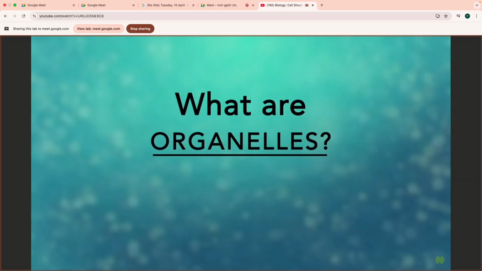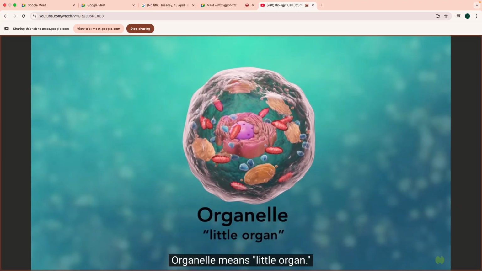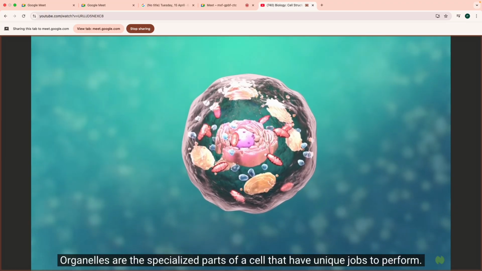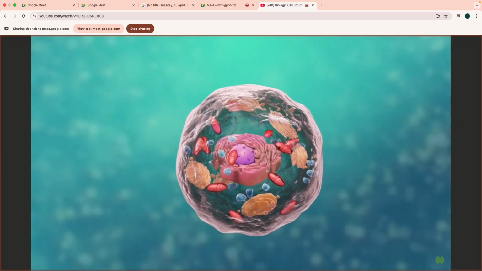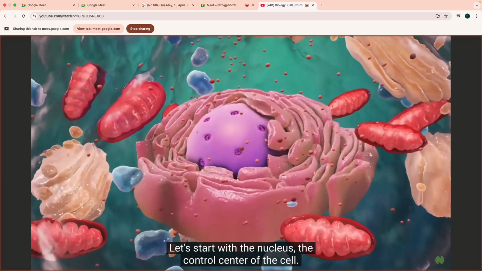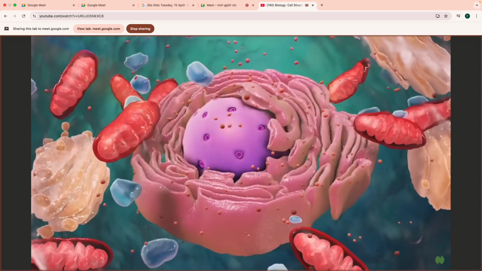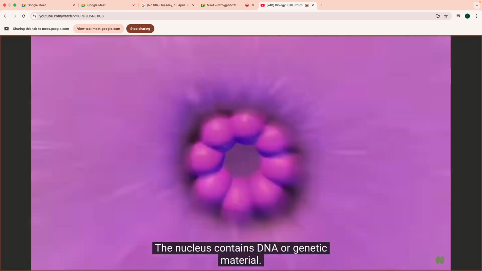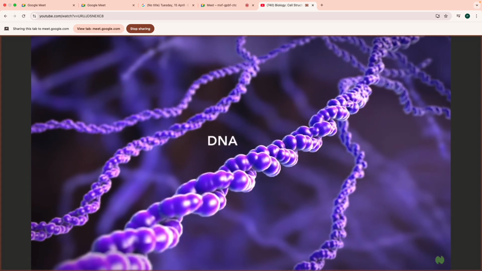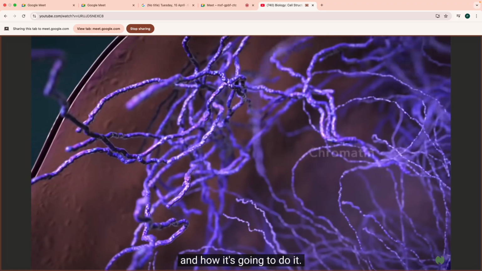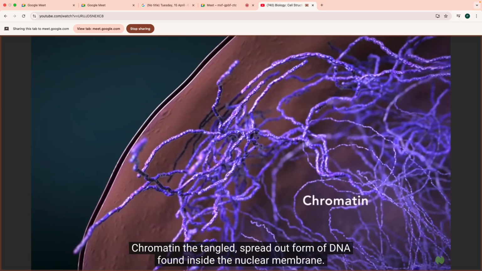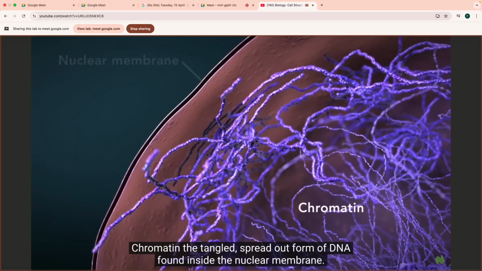So what are organelles? Organelle means little organ. Organelles are the specialized parts of a cell that have unique jobs to perform. Let's start with the nucleus, the control center of the cell. The nucleus contains DNA, or genetic material. DNA dictates what the cell is going to do and how it's going to do it. Chromatin is the tangled, spread-out form of DNA found inside the nuclear membrane.